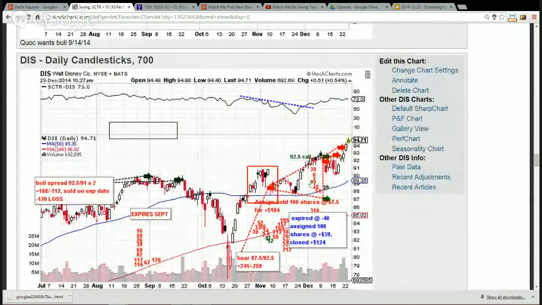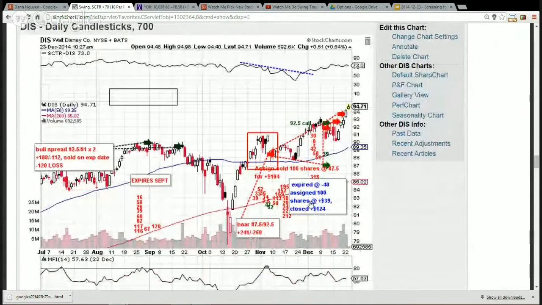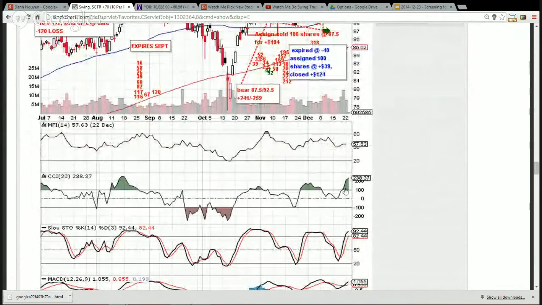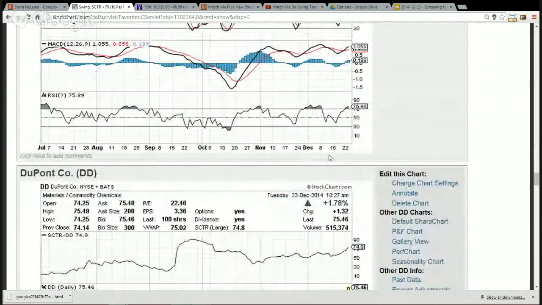Disney, I had a lot of a complicated play here, but I ended up doing okay with this one. But I can't explain that one right now, and it's overbought again. I wouldn't get into this one.